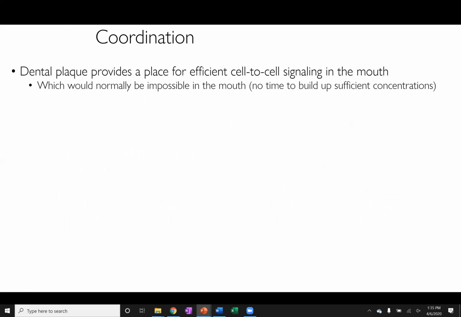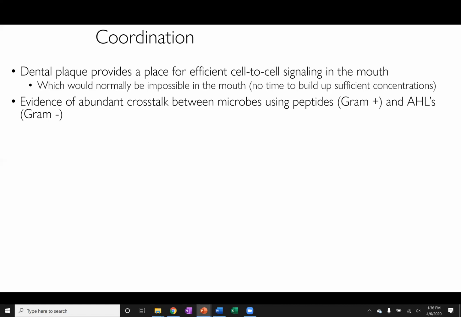But that being said, your biofilm, like all biofilms, is coordinated. Dental plaque provides an efficient place for cell-to-cell communication inside your mouth. This is important because there's essentially no time to build up sufficient concentrations inside your mouth, so the microbes need a place to gather in higher numbers, and that place is on your teeth themselves.